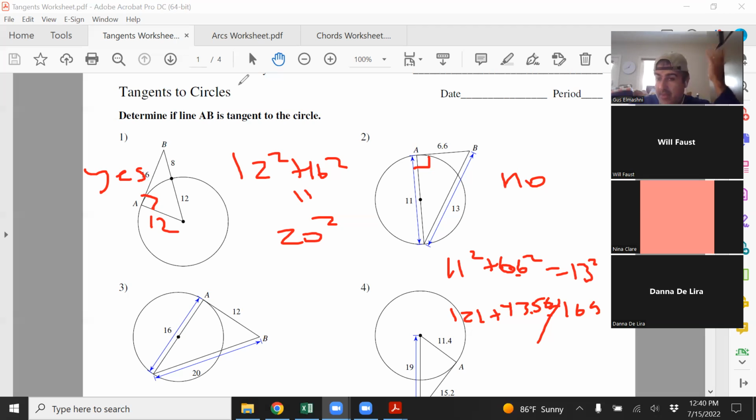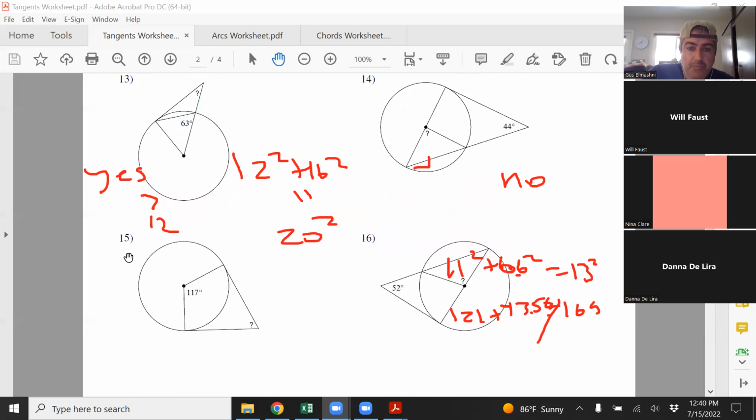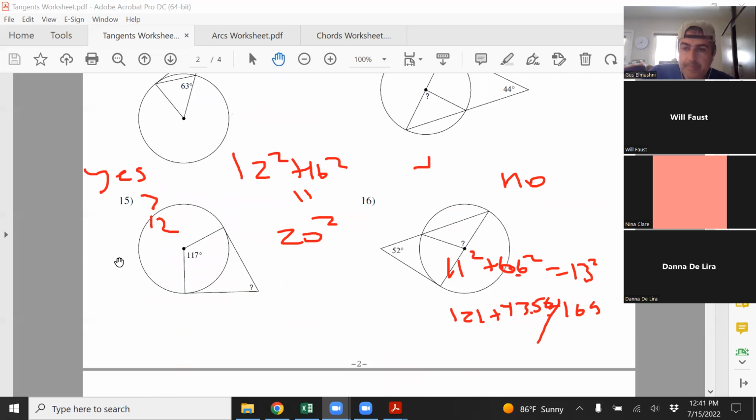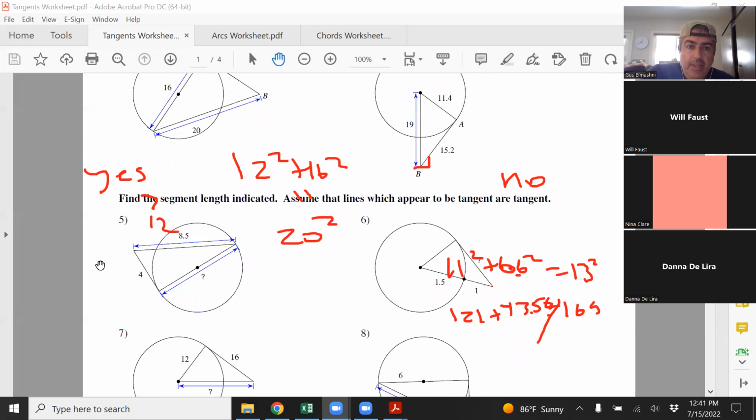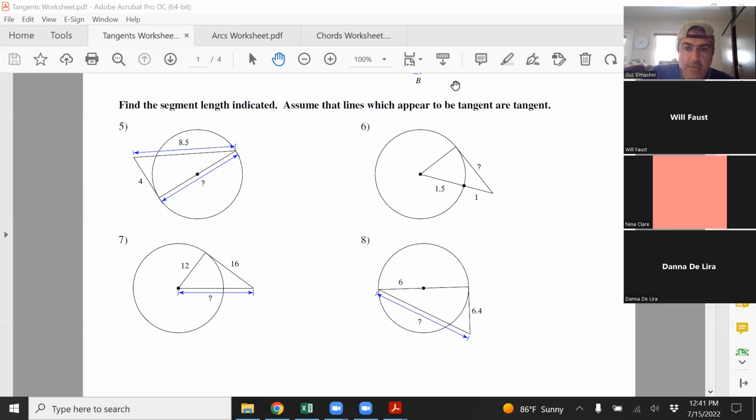If it doesn't, then it's not. If it does, then it is. And you can see the answer key should say yes, no. Yep. And then find a segment indicated, and I'll show this recording, don't worry. Find a segment indicated, assume the lines which appear to be tangent are tangent, so you're assuming they are tangent.